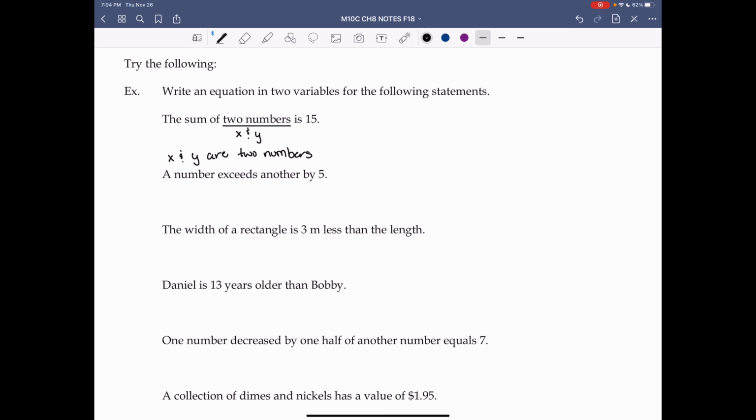Then we need to write an equation that includes x and y to represent this statement. The sum of two numbers is 15. Sum is addition, and "is", in statements like this, often translates to equals for a mathematical statement. The sum of two numbers equals 15. Our two numbers are x and y, so our equation would be x plus y equals 15.